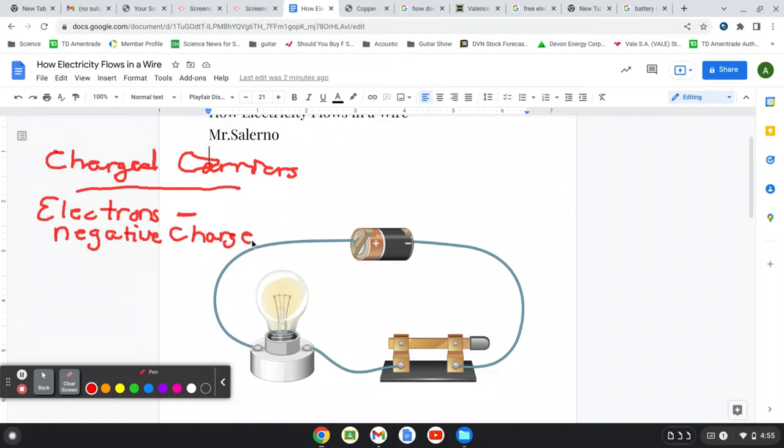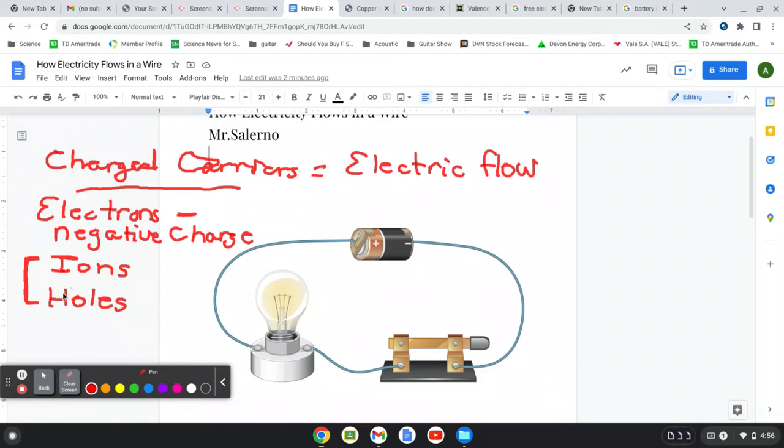And then we also have ions, which we'll talk about in a minute, and we also have holes, which we'll talk about in another video. Actually, ions and holes we'll talk about a little more in other videos, but I'll talk about ions in a minute because it's important in this video. So again, these are the charge carriers that move within the wire. So it creates that electric flow.